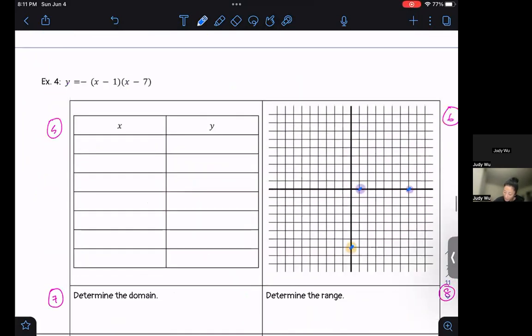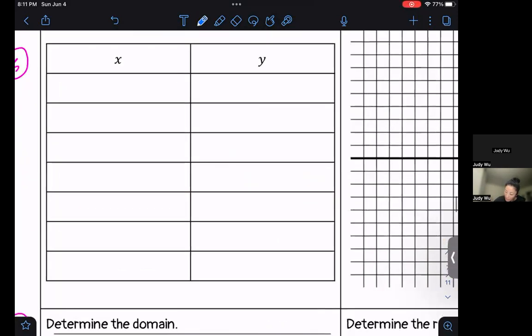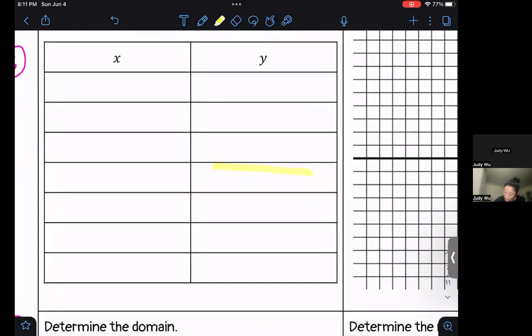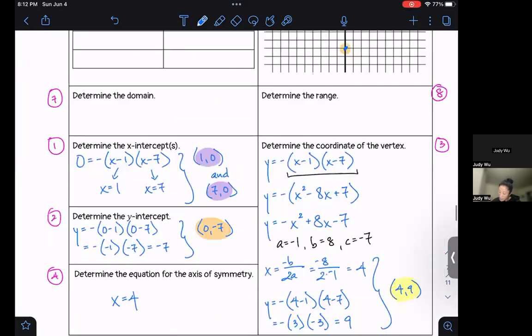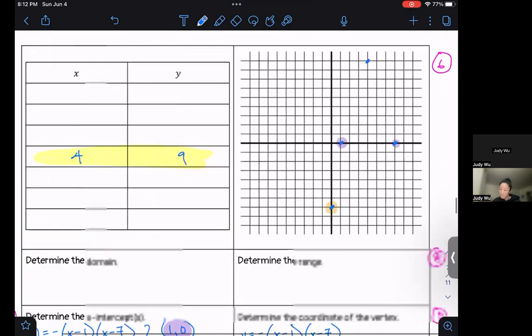All right. Let's go ahead in the middle line, 1, 2, 3. In this middle line, let's write the coordinates of our vertex. So we had 4, 9, right? And let's go ahead and plot that too. 2, 3, 4, 1, 2, 3, 4, 5, 6, 7, 8, 9. All right, this graph is coming along pretty nicely.